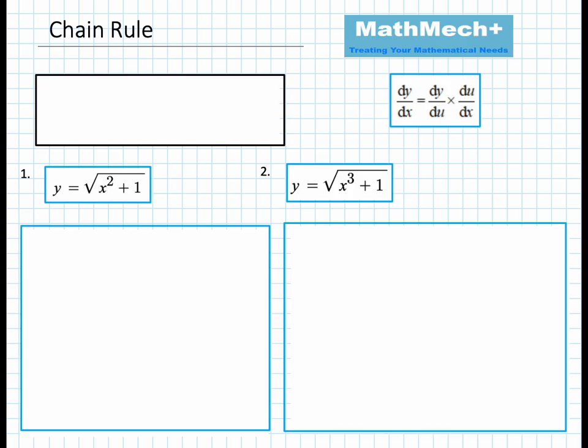In this lesson we're going to look at the chain rule, which is where we use derivatives for a composite function. For our first example, the composite function there, x squared plus 1 is g of x, and f of u is our root u.